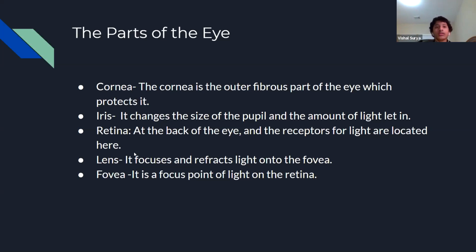I'll leave the slide up for a little bit more because there's a lot more terms you have to remember. But the cornea is the outside, the iris controls the amount of light, the retina has the receptors that actually perceive the light. The lens puts light onto the retina at the fovea, and the fovea is the focus point of the light. But you don't have to actually memorize everything. It's best to just be familiar with the certain terms. I'm going to leave it up for around 30 more seconds or so.